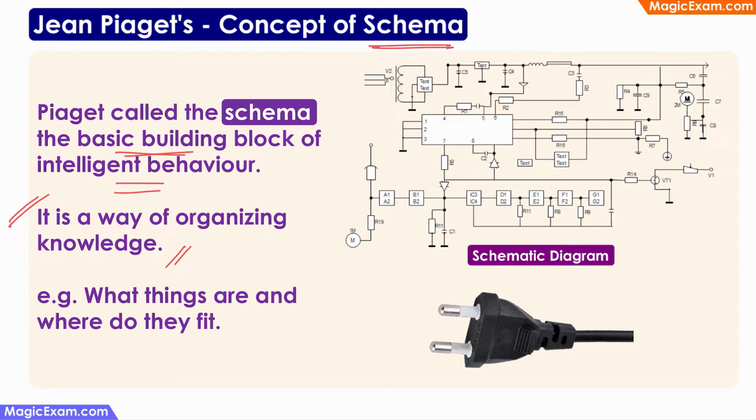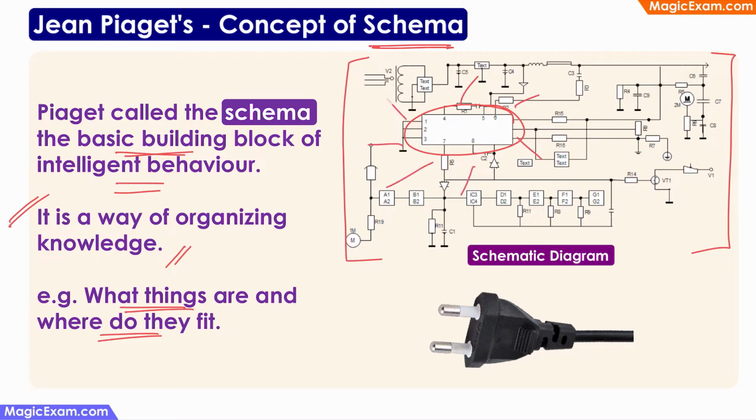So schema is nothing but an idea or a way of understanding what things are and how they fit with each other and how they are connected to each other. You must have come across diagrams like this. This is called a schematic diagram. In a schematic diagram, you have different components and there is a pathway to show how these different components are connected to each other. If I were to give you a real life example, look at this picture.